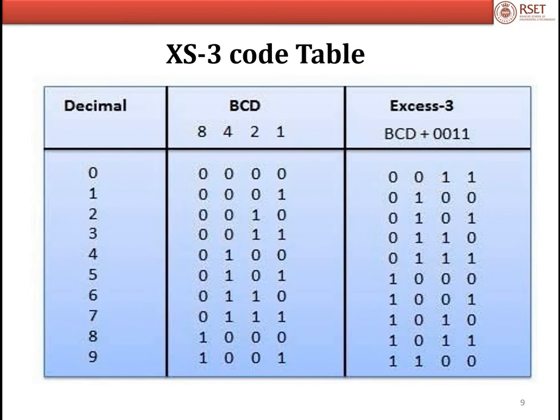For example, if you are taking decimal digit 3, its corresponding BCD code is 0011. So if you are adding 0011 with this BCD code, we will get 0110.